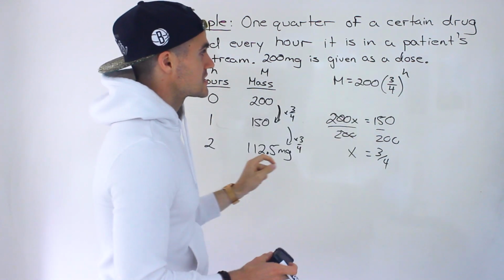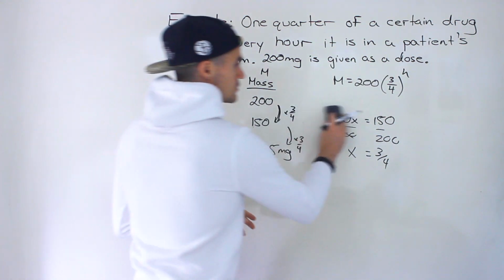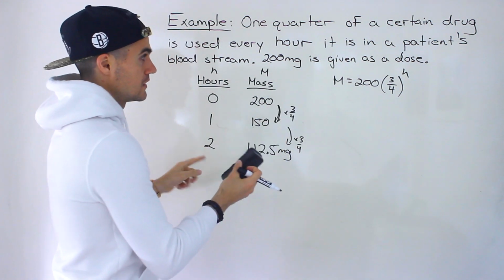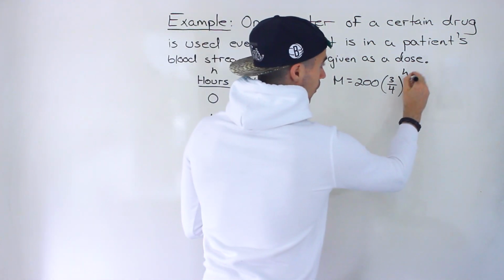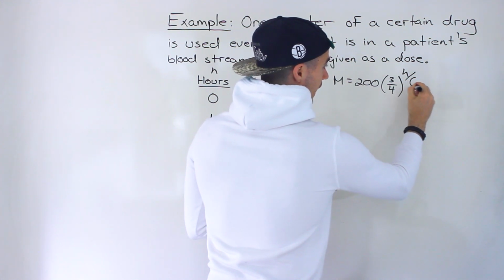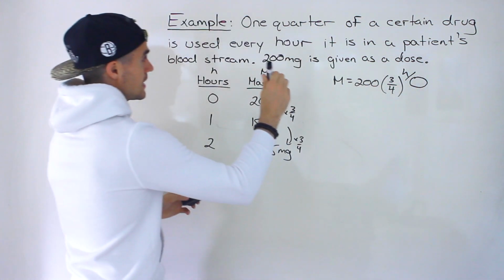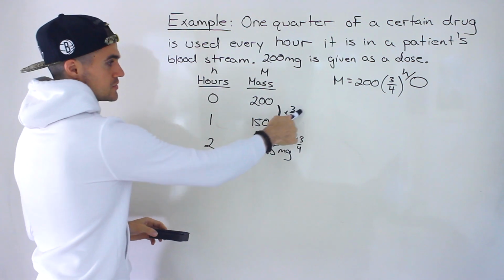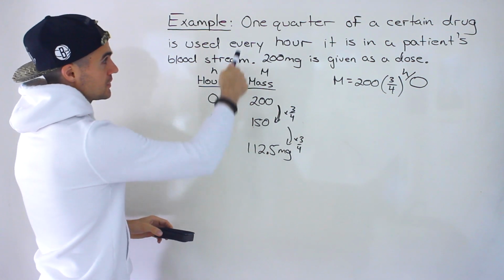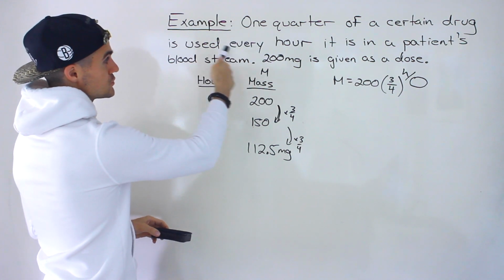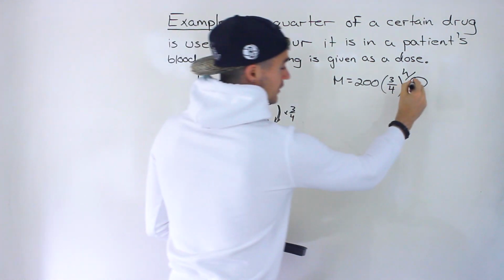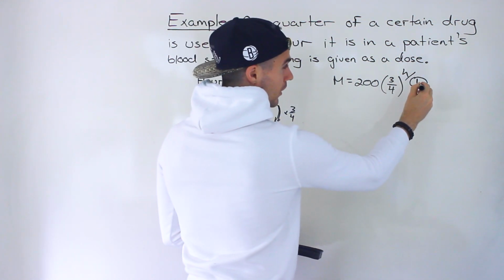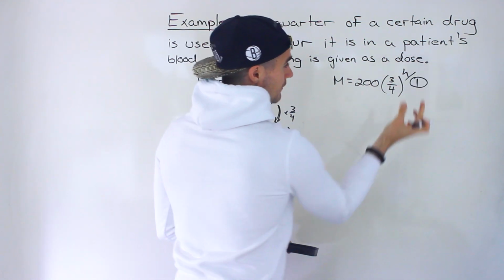And then the exponent, if you let the exponent be hours or the time, it's always going to be the time over whatever the period of time to get this amount is given. So here we're told 1/4 of a certain drug is used every hour. So every 1 hour, it's like over 1. So h over 1 is just h. That's why we have the h by itself.